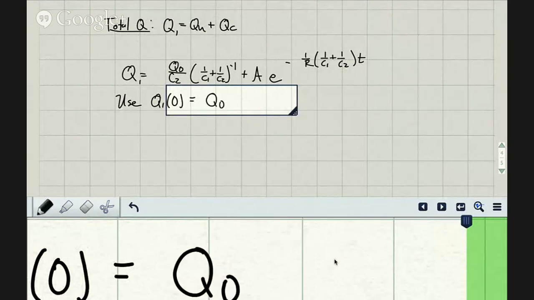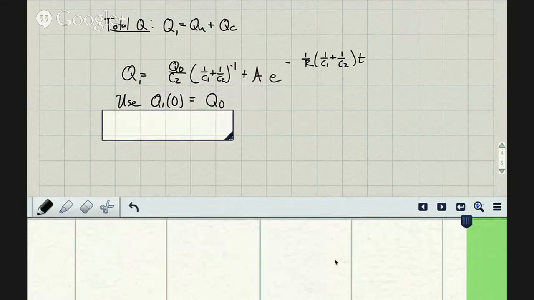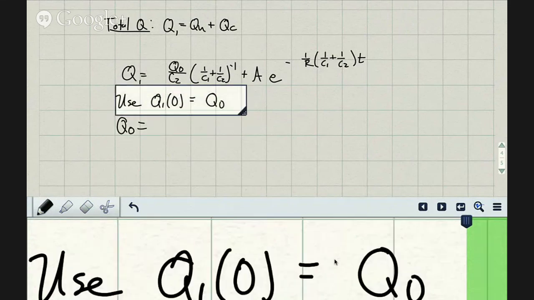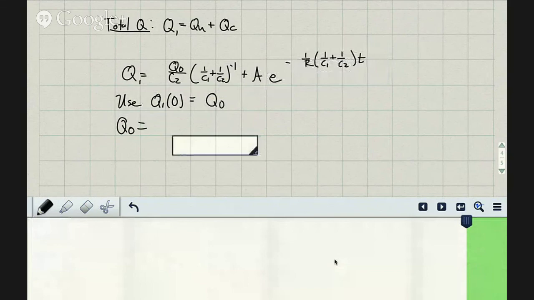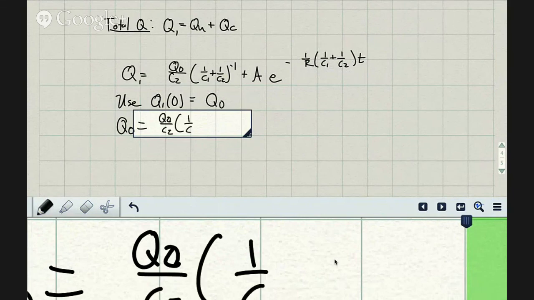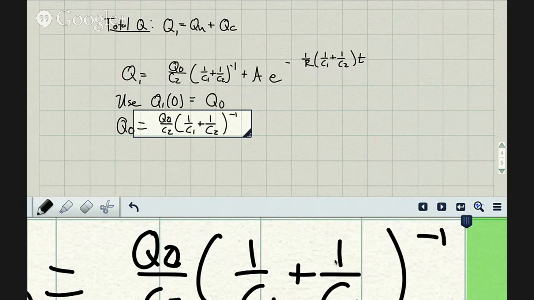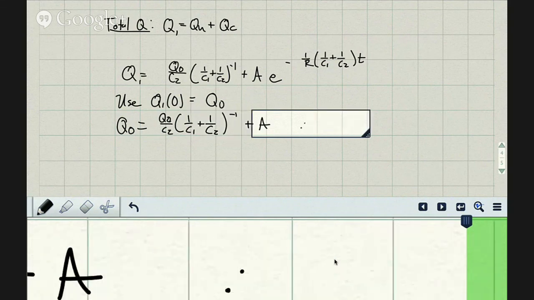Q0, okay? So what we do is we take this condition, we set the left-hand side equal to Q0, and at the same time evaluate it at t equal to 0 here, making this exponential a 1. And so we get Q0 is equal to Q0 over C2 plus 1 over C1 plus 1 over C2, to the minus 1, plus A. Okay. So A is then equal to this complicated thing.